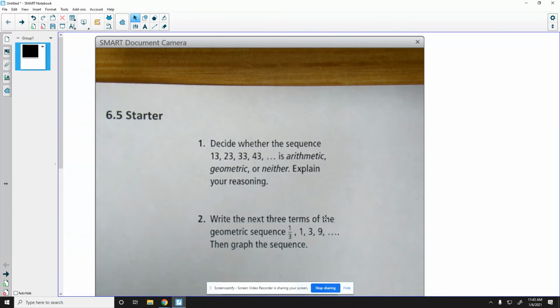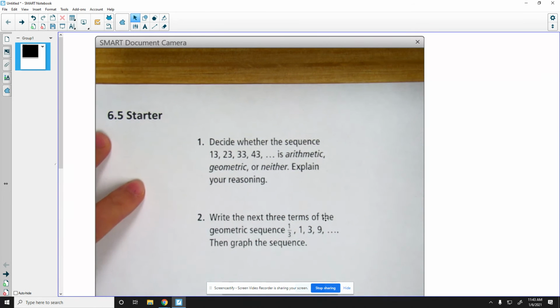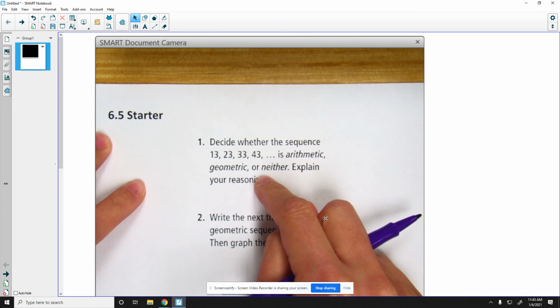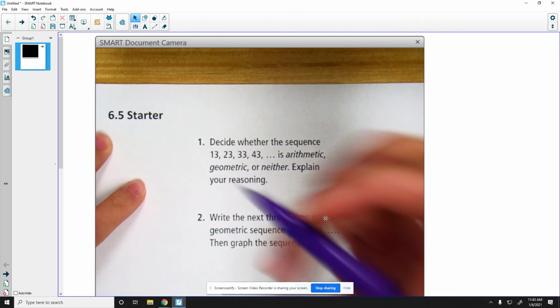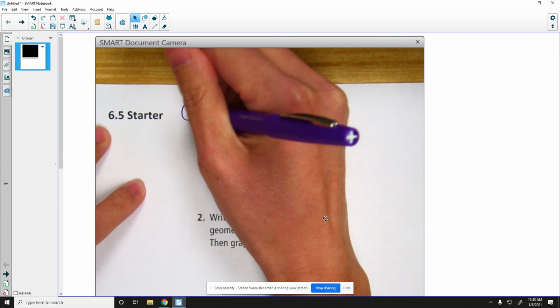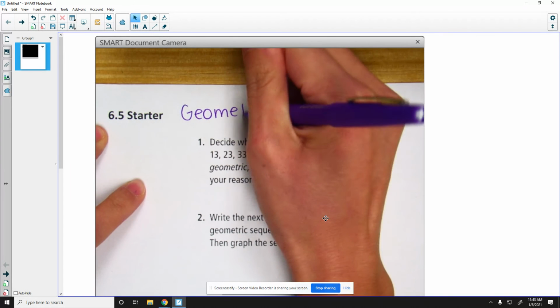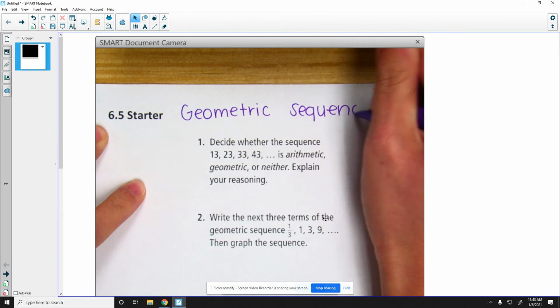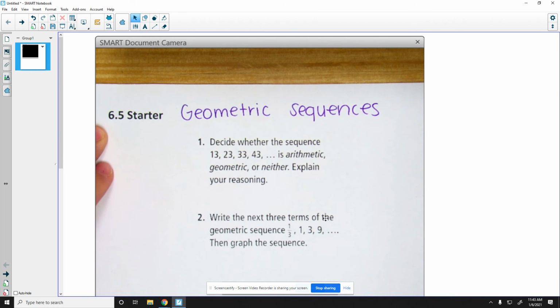All right, so let's go ahead and start this. So 6.5 starter. I'm going to teach you the lesson basically through the starter. And then when you do your video notes, hopefully it won't be as difficult to understand, okay? So 6.5 is all about geometric. So please write this down. Geometric sequences. This is what this is about.